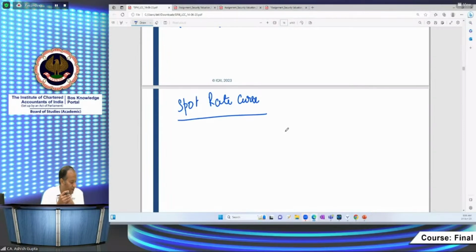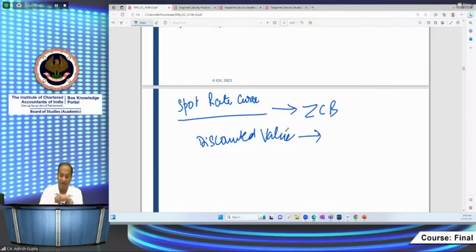Now next is spot rate curves. Spot rate curve is normally linked to zero coupon bonds, because zero coupon bonds don't pay a coupon. Of course they pay interest, but that is in the form of capital gain, because they are issued at a discounted value and redeemed at par. So the curve that shows the yield on a zero coupon bond is called the spot rate curve.